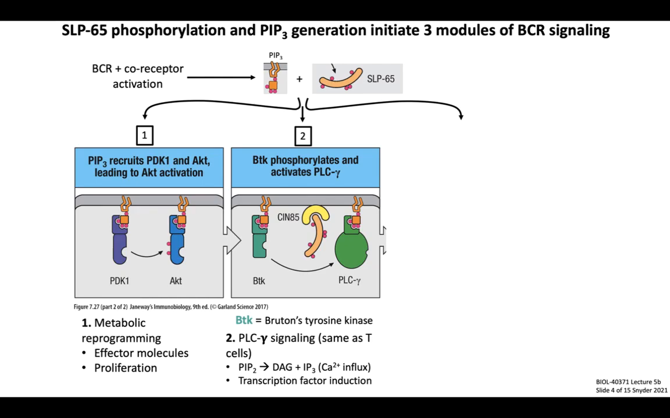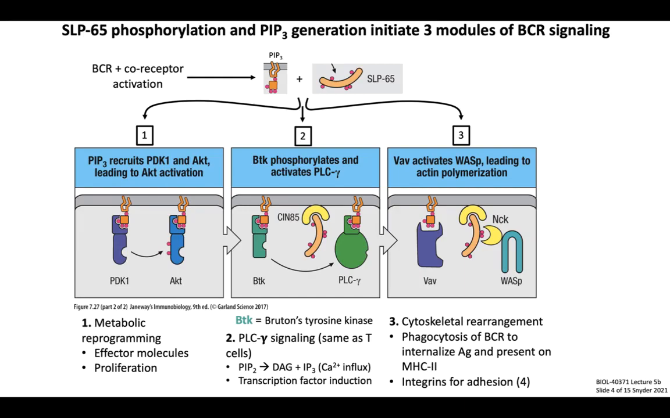The third signaling module is also mediated through PIP3 and SLP65 and involves the VAV-dependent induction of actin polymerization through another protein called WASP. This allows for cytoskeletal rearrangements that are required for processes like internalizing antigen that's been bound to the BCR, and this allows the B cell to process it for presentation on MHC class II. Notably, VAV is also involved in the recruitment of small G proteins that are required for promoting the expression of integrins involved in cell adhesion, and this is essentially the same fourth module that we saw downstream of TCR signaling in T cells.